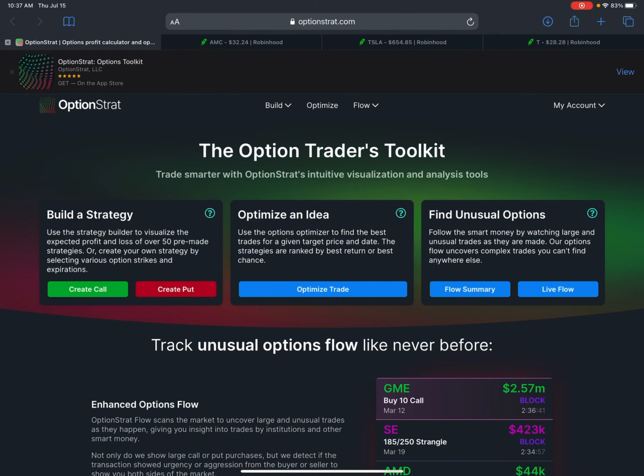So just make sure you do your research, and then you want to identify if you are bullish, if you're neutral, or if you're bearish on the stock. So bullish meaning you believe the stock is going to go up, neutral meaning that you believe the stock is going to stay about the same, and bearish meaning that you believe the stock is going to go down.